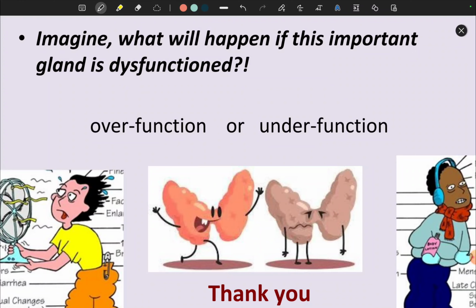Iodine deficiency causes enlargement of the thyroid gland. Why does iodine deficiency cause enlargement of the thyroid gland?